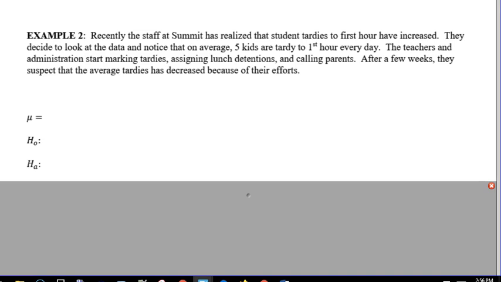All right. Recently, Staff Summit has realized that the student tardies first hour increased. They decided to look at the data and noticed that on average, 5 kids are tardy first hour every day. The teachers are doing a bunch of stuff, and after a few weeks, they think it's going to decrease. So, what is our statement? Our statement is the true average, or true mean, students tardy first hour.